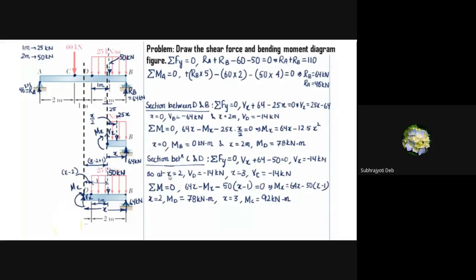Now, what is the shear force at section point D? That is Vd. What is the distance? This point D. So what is the distance? This 2. So if you put x as 2, the Vd will get minus 14 kilonewton, and x is equal to 3, that is shear force at section C, is minus 14 kilonewton. That is done.